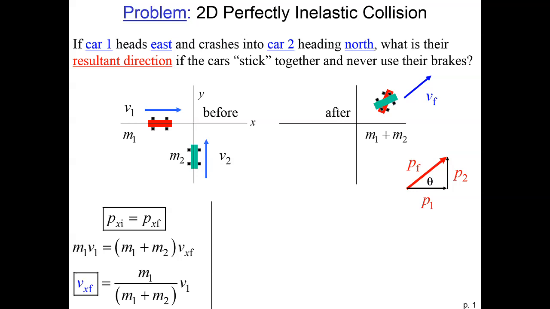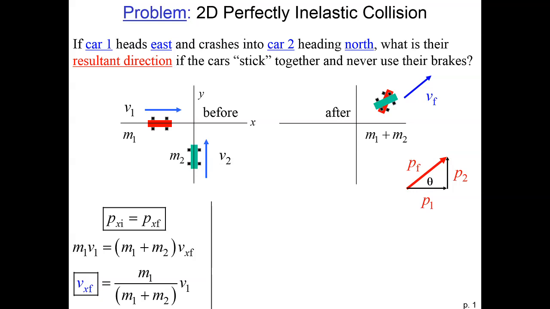So the momentum in the x direction is equal to the mass of car 1 times its initial velocity. The final momentum in the x direction will equal the momentum of car 1, and it will also be equal to the sum of the mass of car 1 and car 2 times the final velocity in the x direction. So the x component of the velocity will be the mass of car 1 times the initial velocity of car 1 divided by the sum of the two masses.